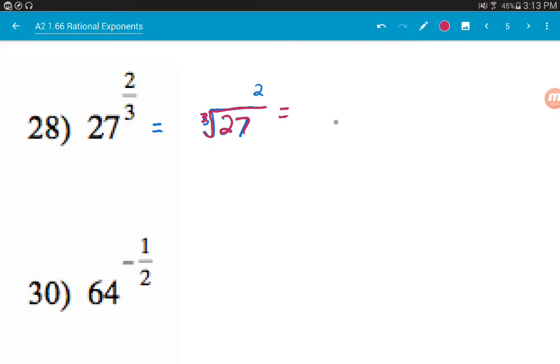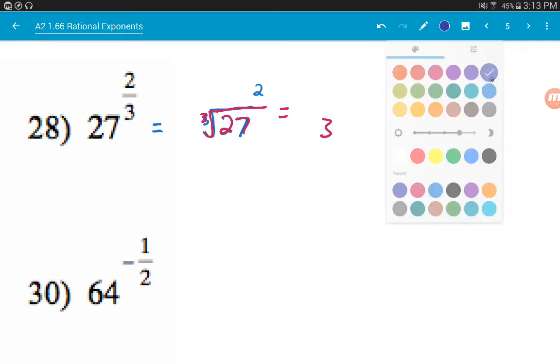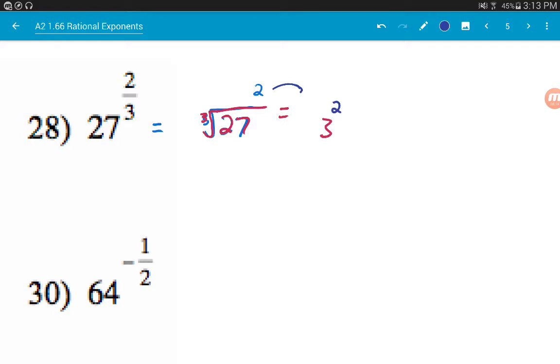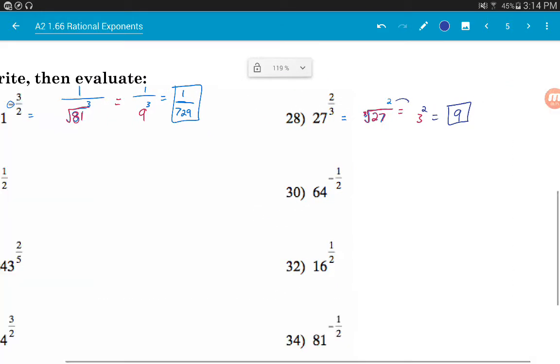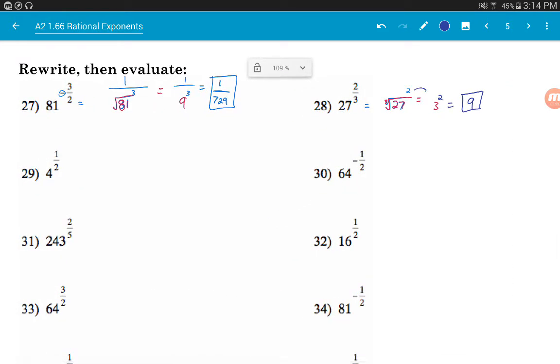So when I go to rewrite this here, the cube root of 27 was 3. So 3 squared is equal to 9. So try some of these on this page, ensure that you are good, and make sure that you are prepared for the next lesson.